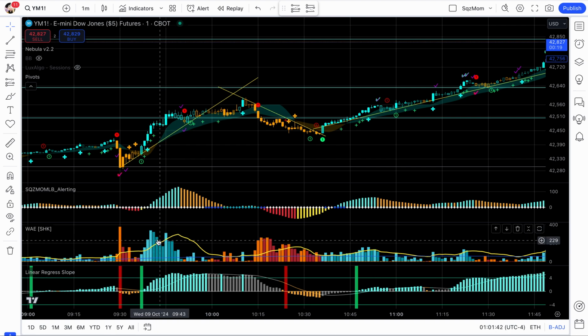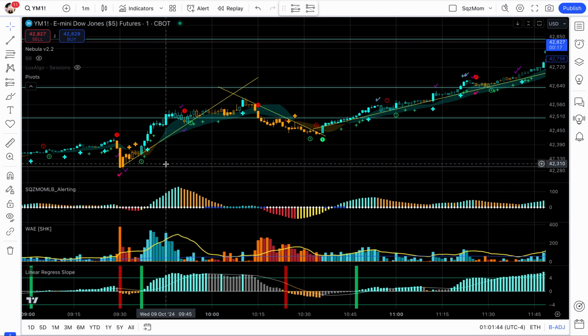We lost a little bit of momentum here, you can see on the Waddah, but you see the Nebula has solid color all the way up. If you stayed in for the whole solid color, you just made roughly 50 points.